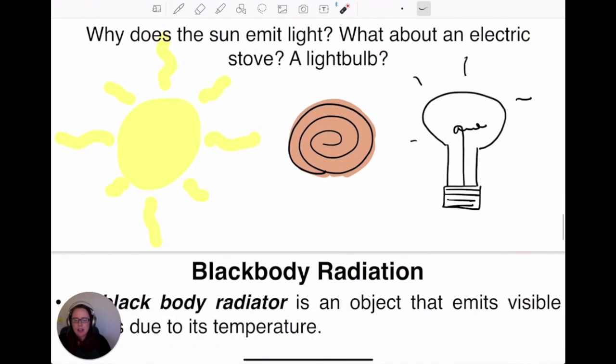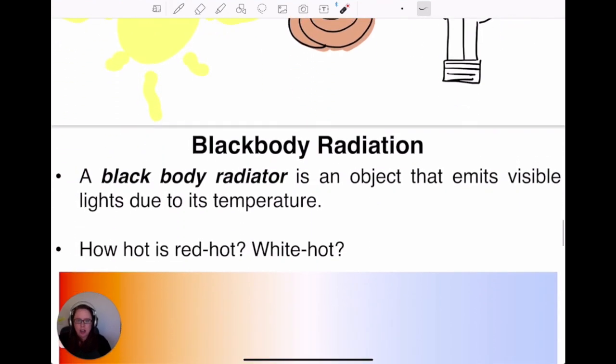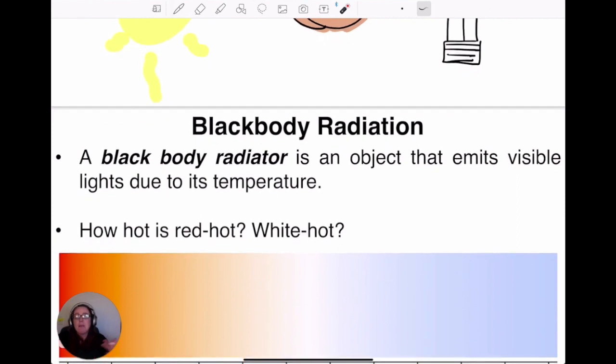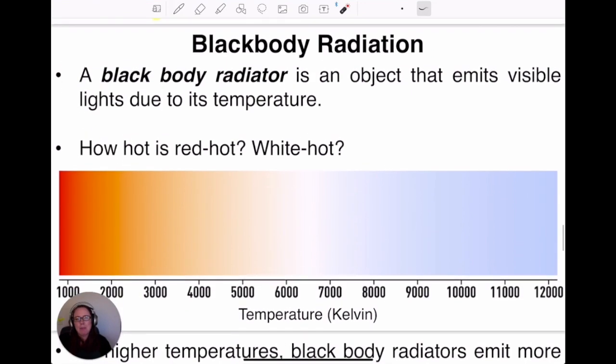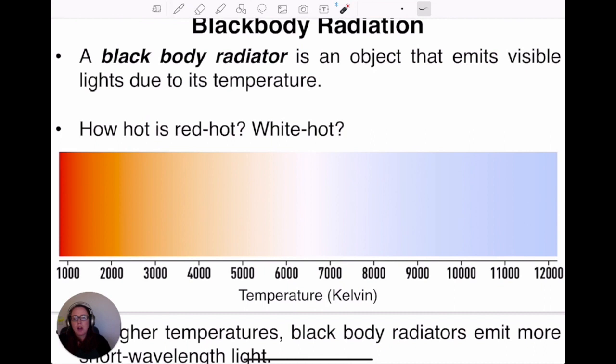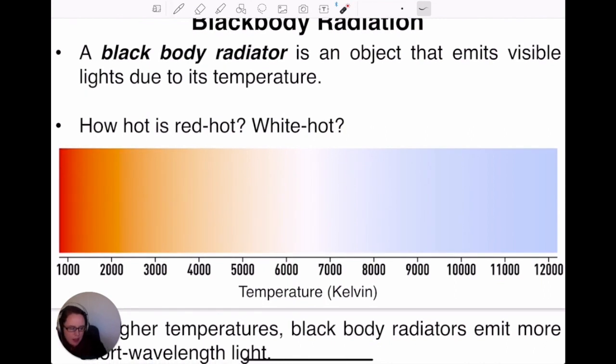So why do these particular objects emit light? So these objects are a particular type of radiator. Radiator means that they emit electromagnetic radiation. And they're called black body radiators. And so a black body radiator is an object that emits visible light specifically due to its temperature. So it's an intrinsic source of light. So it's not like a leaf where you have to shine light on it and then the green light is reflected back to you. This is intrinsic to the object.